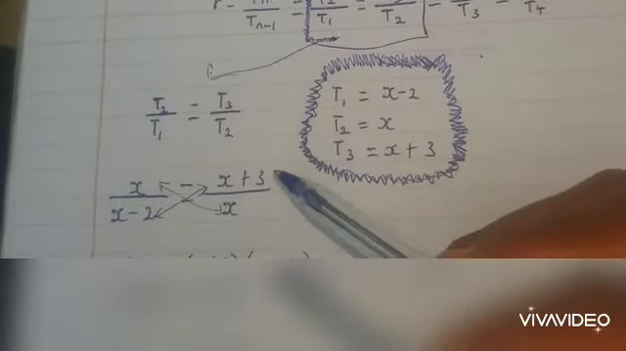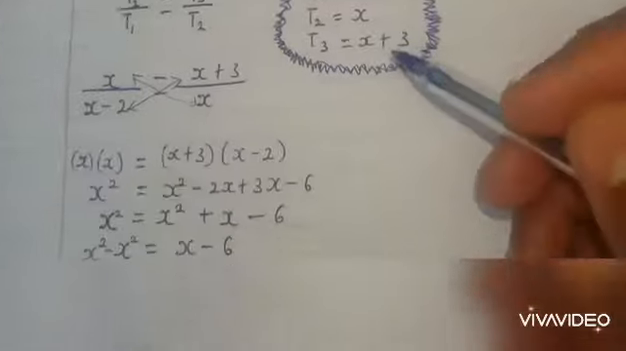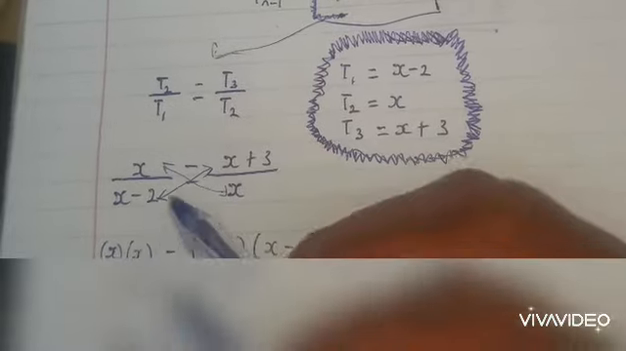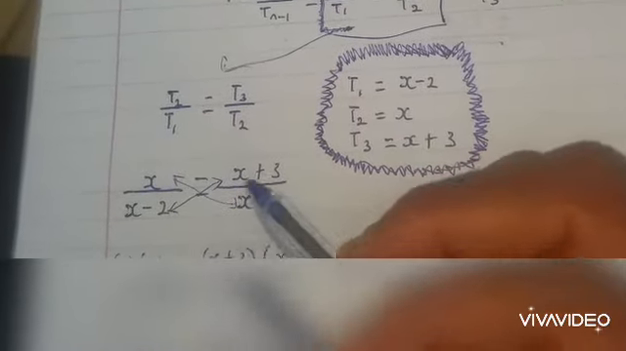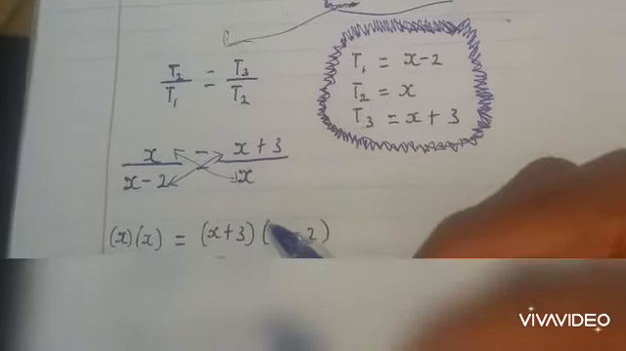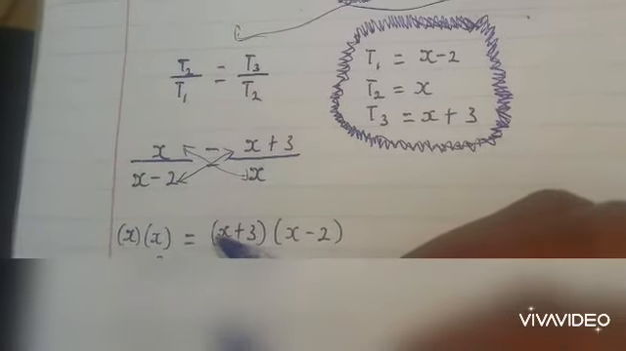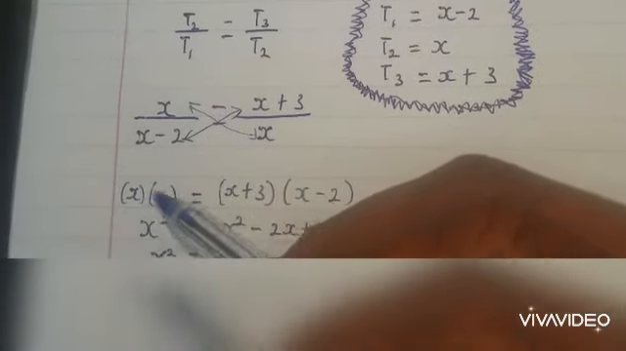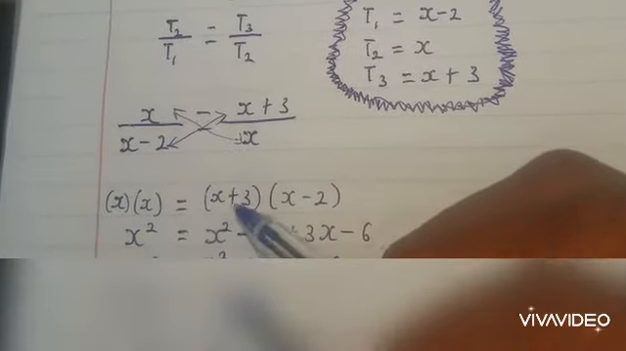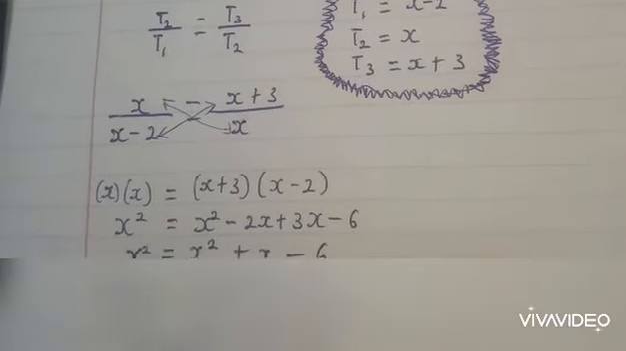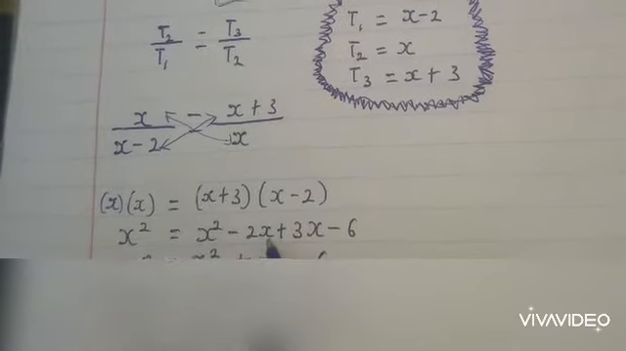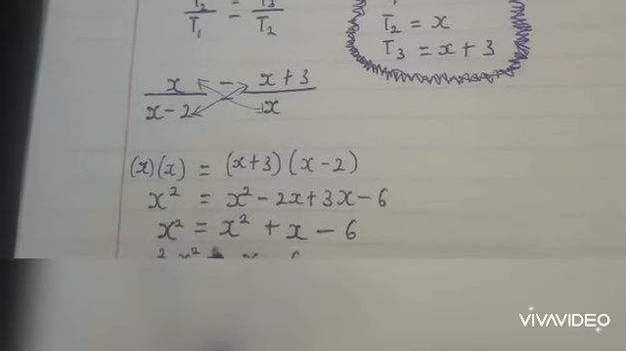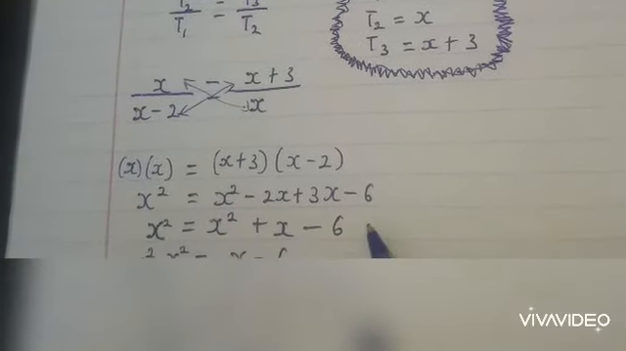And just like normal mathematics, we cross multiply. We get x times x, and we get x plus 3. We get all of this above here multiplied with all of this down here. So we get x times x equals x plus 3 multiplied by x minus 2. X multiplied by x gives us x squared. When we expand these brackets, our result is x squared minus 2x plus 3x minus 6. And when we simplify this, we get x squared equals x squared plus x minus 6.